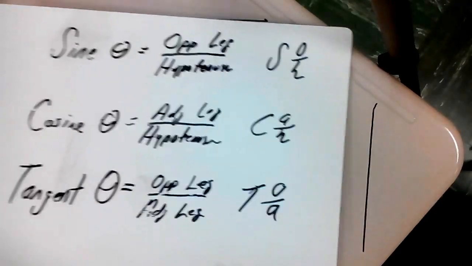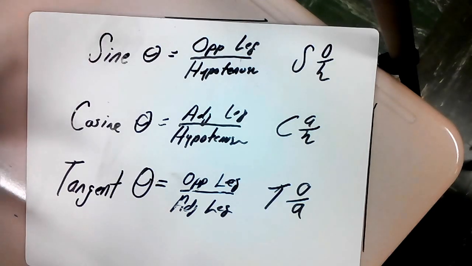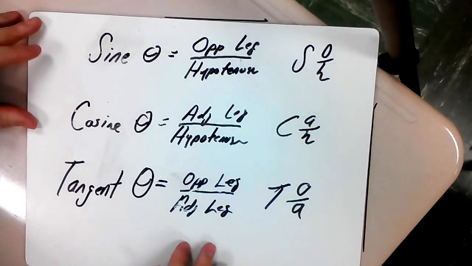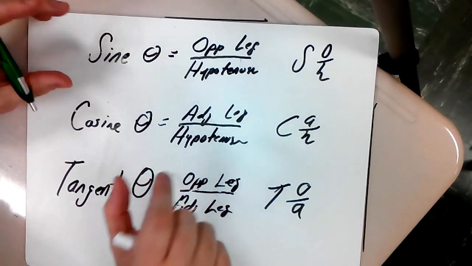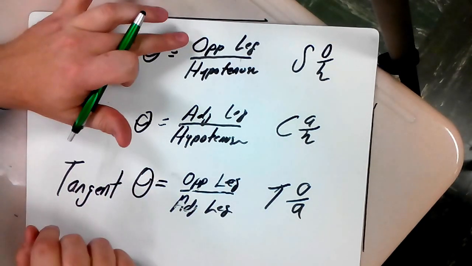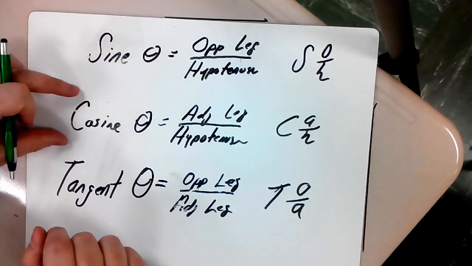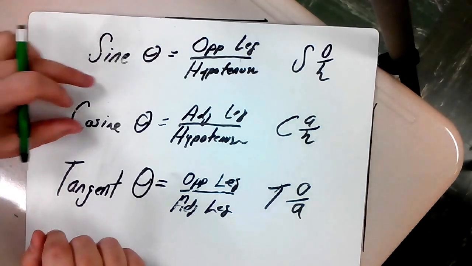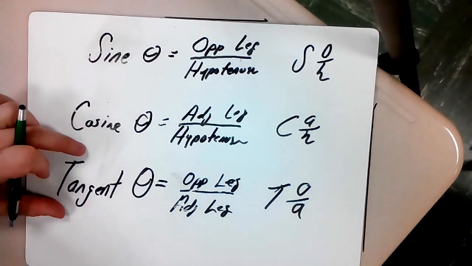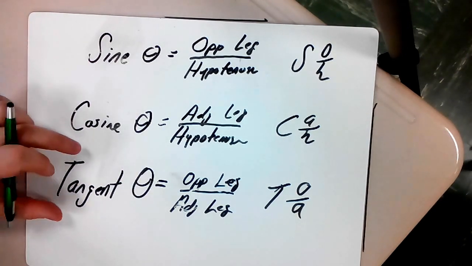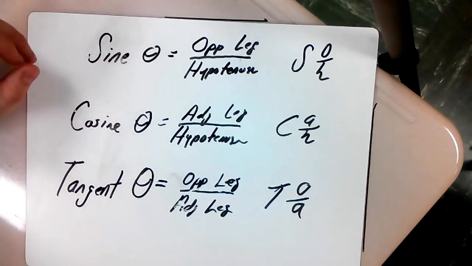So we've got to start with the three trigonometric ratios. Now there's a whole bunch more, but this is just what we're using for our purposes. Sine of theta: we use the opposite leg and the hypotenuse. Cosine of theta uses the adjacent leg and the hypotenuse. Tangent uses the opposite leg and the adjacent leg.